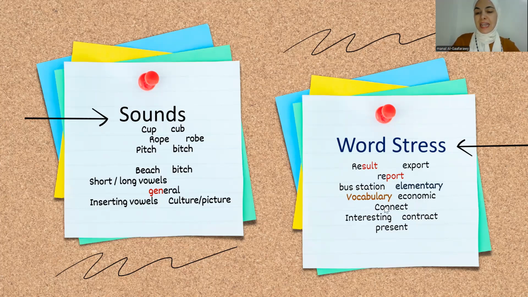Why? Because this kind of pronunciation is influenced by whether the preceding syllable is stressed or unstressed. So in the case of vocabulary, you'll notice that the syllable before the ARY is unstressed. That's why we can freely pick one of these two variants. We can say vocabulary or vocabulary.